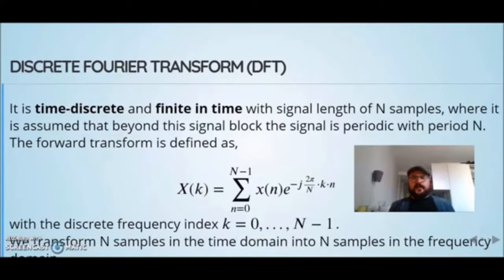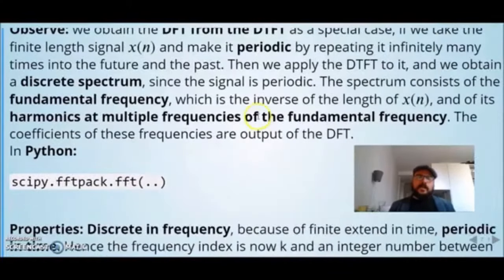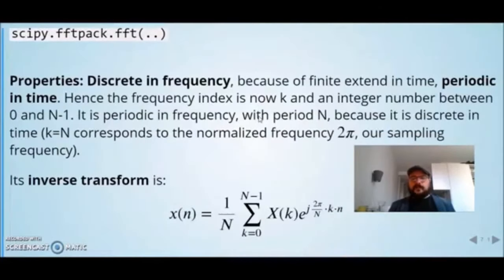Another transform is the discrete Fourier transform. This transform is still time discrete, but now it's finite in time. So our signal has a fixed length of N samples. We can obtain the DFT as a special case of the DTFT, the discrete-time Fourier transform that we've seen before, if we take our finite signal and repeat it infinite times in the past and infinite times in the future, making it periodic with a period equal to N. Here is the equation to calculate the DFT, and we note that we now have a discrete frequency index k that goes from 0 to N minus 1, where N is the number of samples. This transform is also invertible, so we have an inverse transform given by this equation.